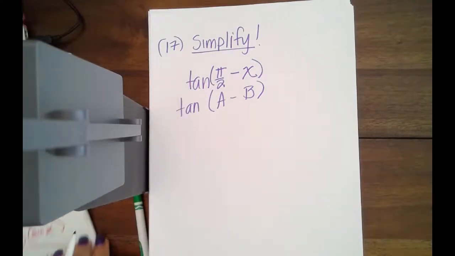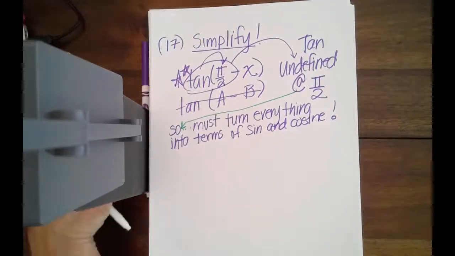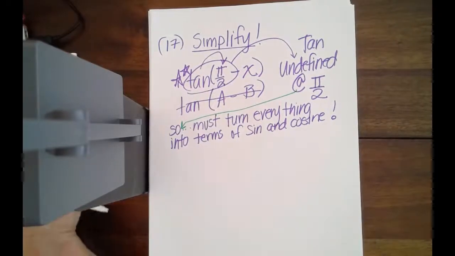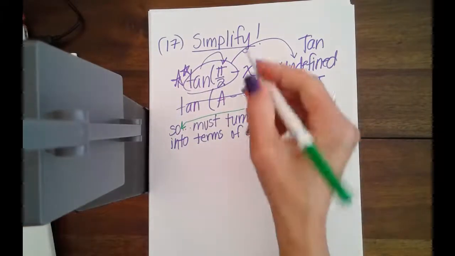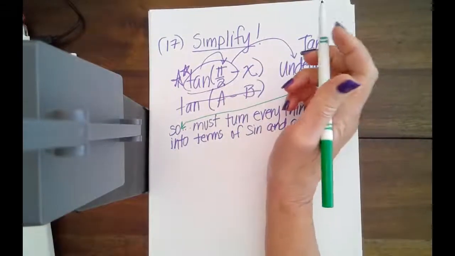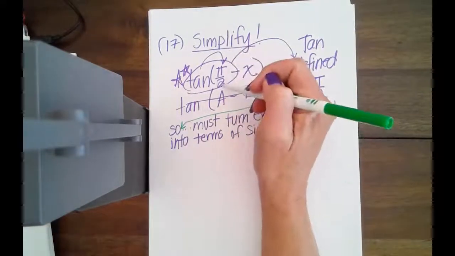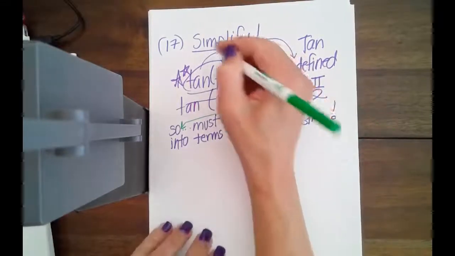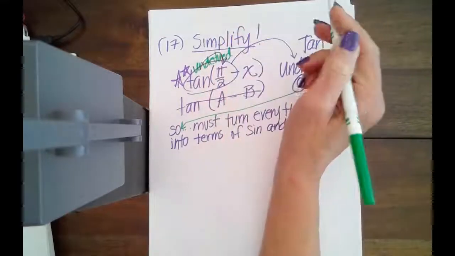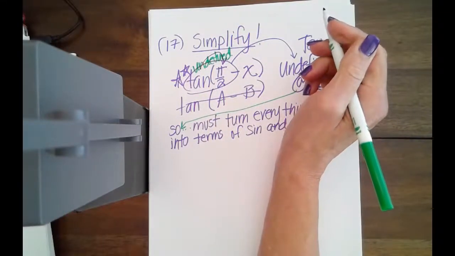Okay, guys, I had to stop for a second and look at this again. Tangent of pi over 2 minus x. We have a problem here. If we split this out using the tangent of a minus b, you'd have to find the tangent of pi over 2. Well, the tangent of pi over 2 is undefined. So we can't put tangent of pi over 2 into our formula if it's an undefined value.